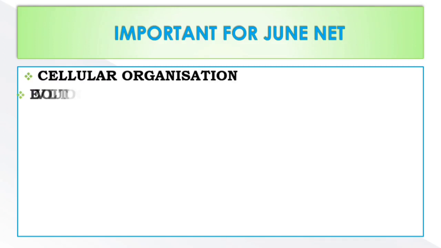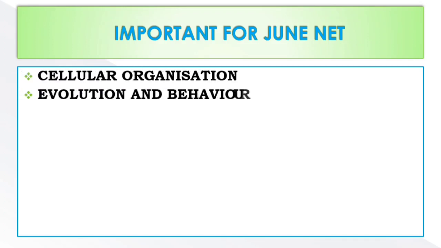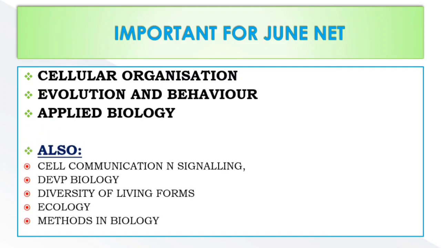Important topics for June NET are cellular organization, evolution and behavior, applied biology. So you have to be thorough with these 3 topics, as questions from these topics may be asked in a good number in June NET. And you must also prepare cell communications and signaling, developmental biology, diversity of living forms, ecology, methods in biology.